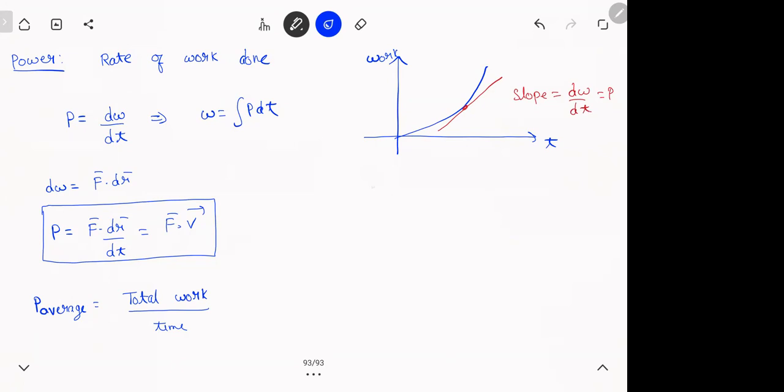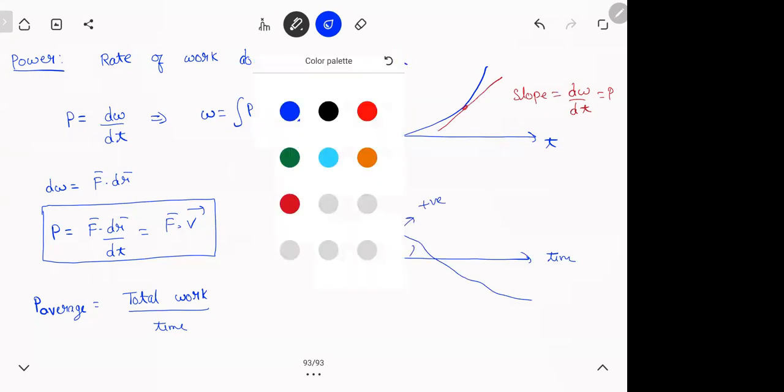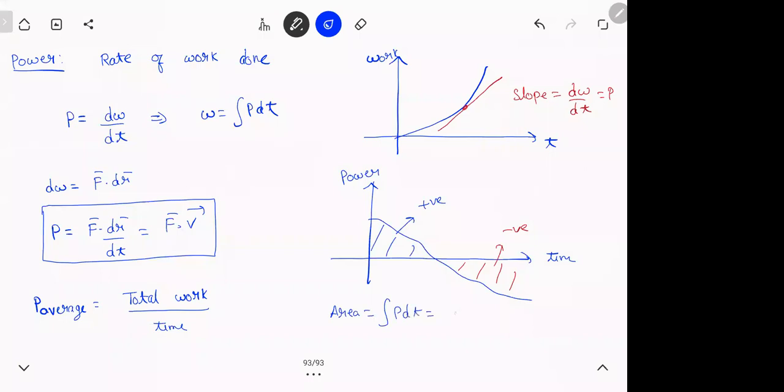Now the power time graph. Area above the axis is positive. Area below is negative. So we get the area as integral power dt, which is work. So in a PT graph, the area under the graph will give you work done.